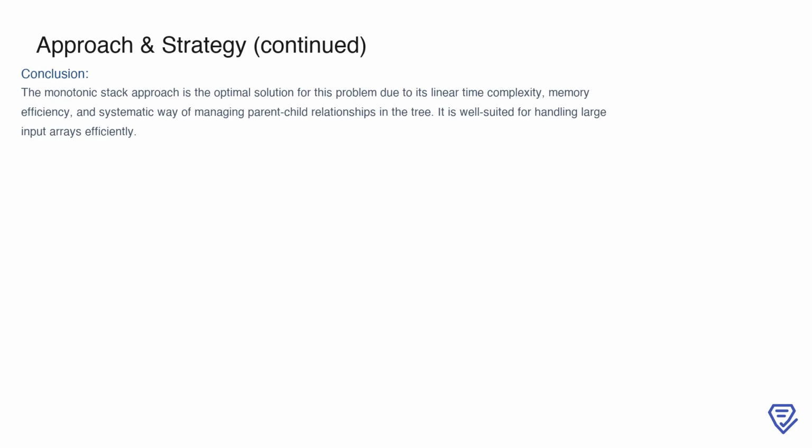The monotonic stack not only simplifies the construction process but also systematically manages the parent-child relationships in the tree with minimal overhead. This makes it a robust and scalable solution, balancing performance and clarity while addressing the drawbacks of the brute force approach. Ultimately, it is the best strategy to solve this problem efficiently and systematically.